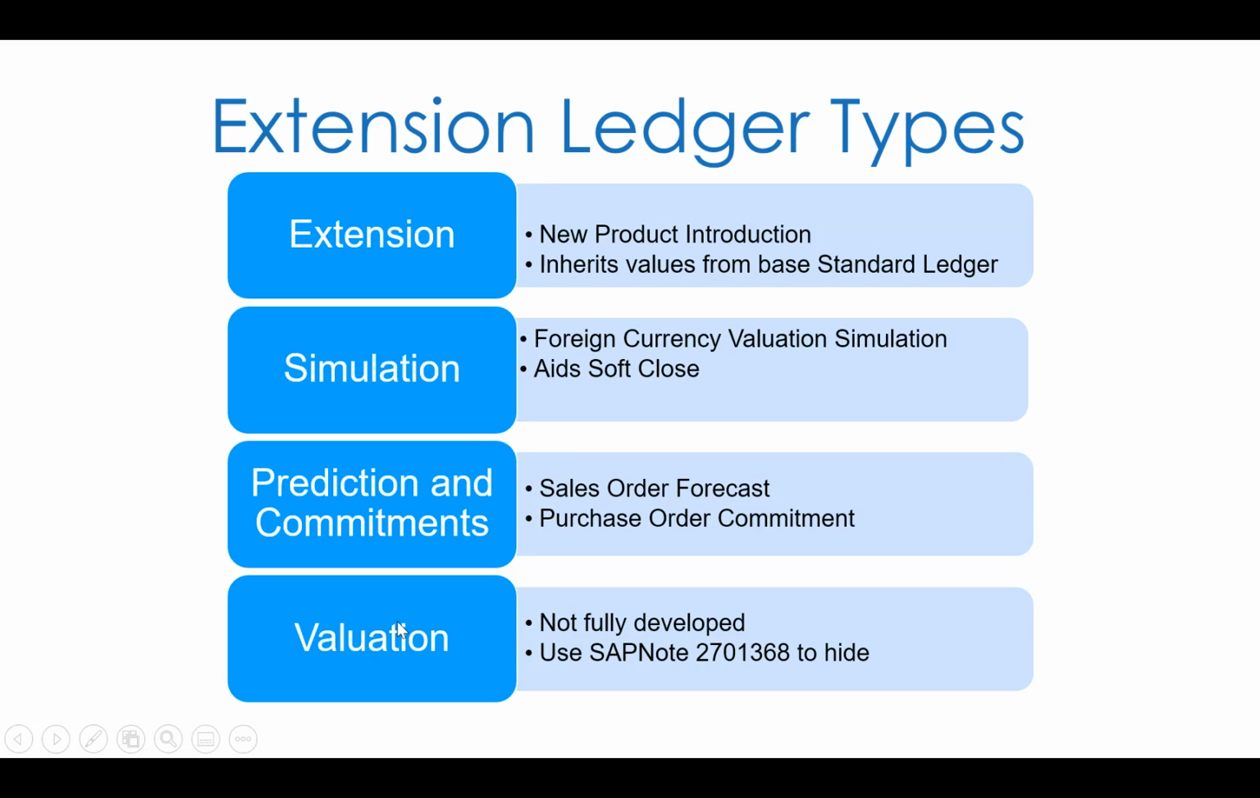Now, this one, you will actually see it in your configuration. It's called valuation ledger, but apparently it doesn't do anything as of this point. It's not fully developed, and SAP actually has a note, 2701368, if you want to hide this ledger from showing up, because I'm not sure why it even shows up. As of now, there's no real purpose for this one, and it might change any day, but that's what I understand for now.